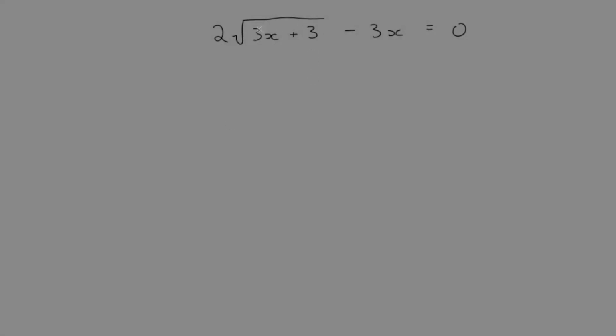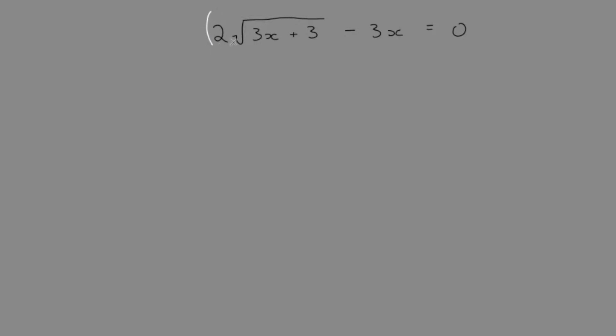To solve for x, we need to get rid of this root somehow. Remember, we normally get rid of roots by squaring them. So if this was squared, then the root would cancel. But how do we square this properly?